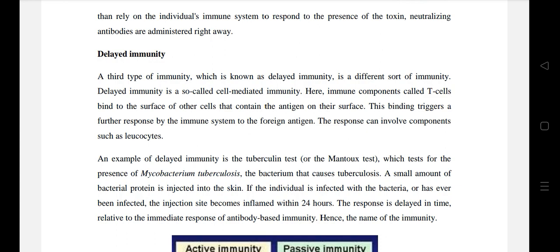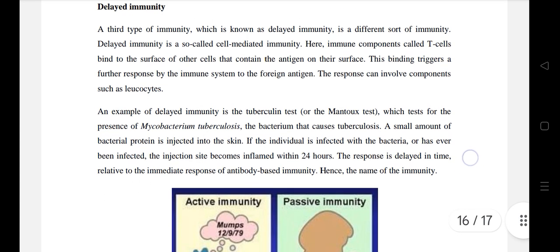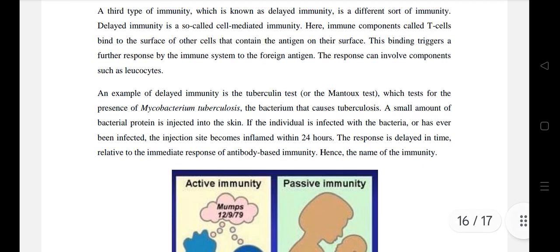An example of delayed immunity is the tuberculin test or the Mantoux test, which tests for the presence of Mycobacterium tuberculosis, the bacterium that causes tuberculosis. A small amount of bacterial protein is injected into the skin. If the individual is infected with the bacteria, or has ever been infected, the injection site becomes inflamed within 24 hours. The response is delayed in time relative to the immediate response of antibody based immunity, hence the name of the immunity.